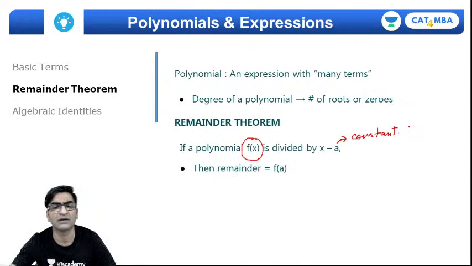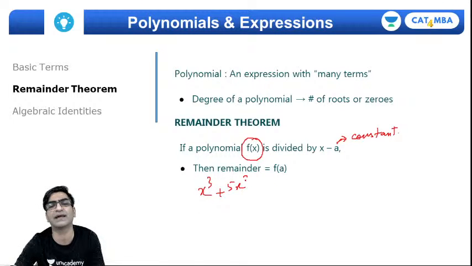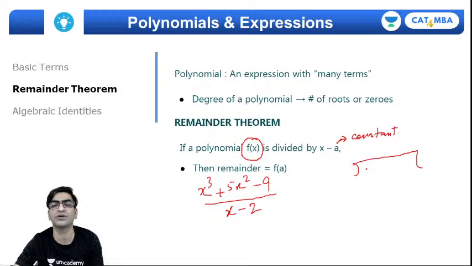You want to test it out? Let's consider an example. Say you want to divide x cube plus 5x square minus 9 by x minus 2. First of all, let's do the division. I hope you guys remember your division of polynomials. The process goes something like this. I first want to multiply x with something to make it x cube. Clearly that's going to be x square. So x into x square will be x cube, but minus 2 into x square will be minus 2x square. Next step, reverse the signs.